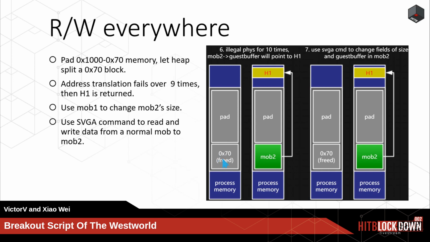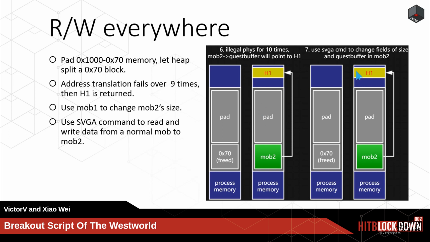Then we allocate a mob2 structure. We allocate a new mob structure, we call it mob2, and it should be put at our hole. We let mob2 point to H1 because H1 is an early allocated block. It should have a lower address in memory process.